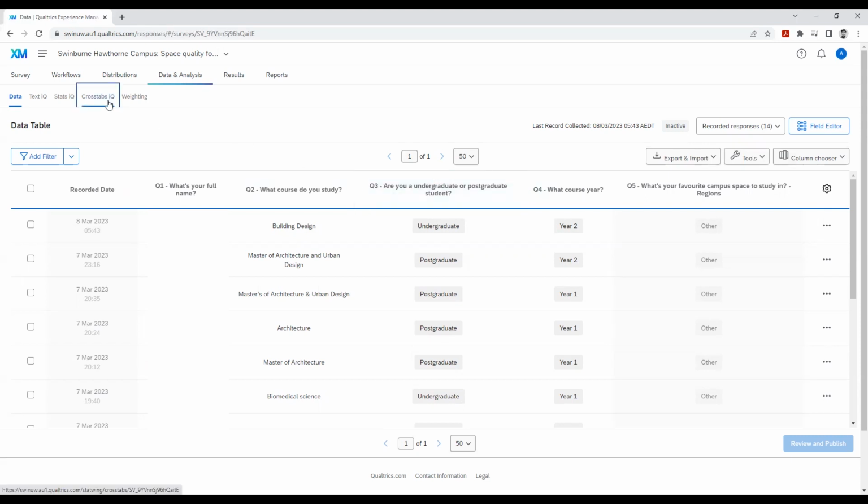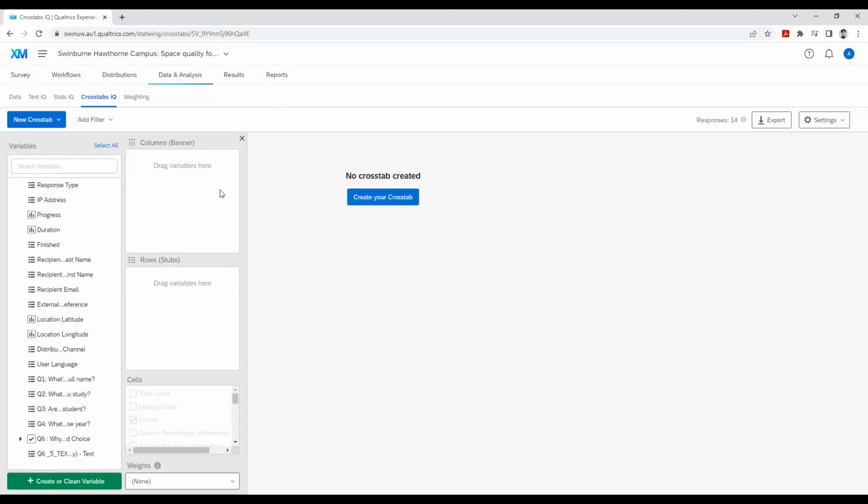We're going to move here in the crosstab IQ, and we're given this window. So you have these different variables. Basically, the questions that have been asked in the survey. What's your full name? What's your course year? In the column banner, you want to put the inputs. The inputs are the demographic questions. Okay? Here, we're going to put, let's see, what course you study.